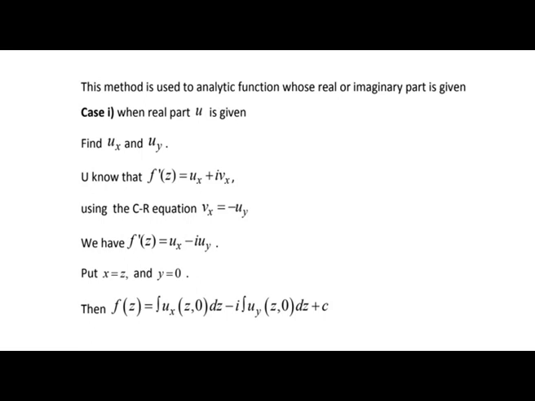Now, you get f dash z as a function of z, and now how do you get f of z back? You just integrate that function with respect to z. So, if I give you a function u, which is supposed to be the real part of the analytic function f of z, you write your f dash as ux minus iuy, put x equal to z and y equal to 0, and then integrate with respect to z.